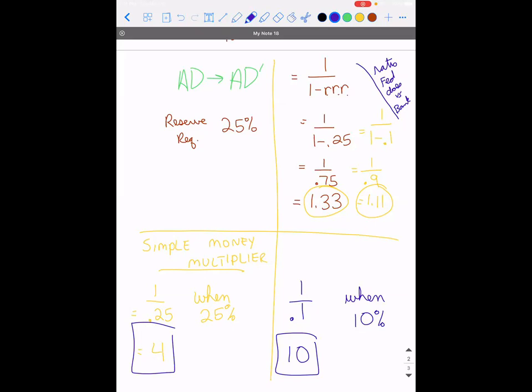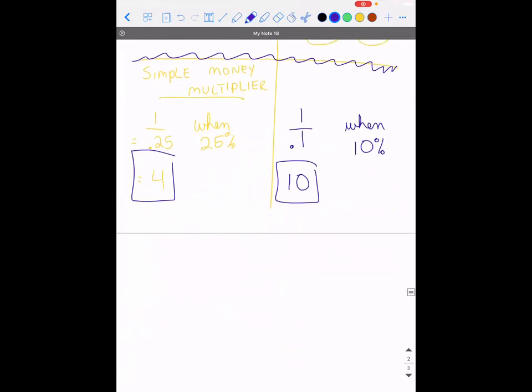But now, what the question specifically is asking for in MindTap is the simple money multiplier. So what that is, instead of 1 over 1 minus the required reserve ratio, which again is giving us that fractional distribution between what the Federal Reserve needs to do versus the banking system, what MindTap is asking for is really right here. So what is this telling us?